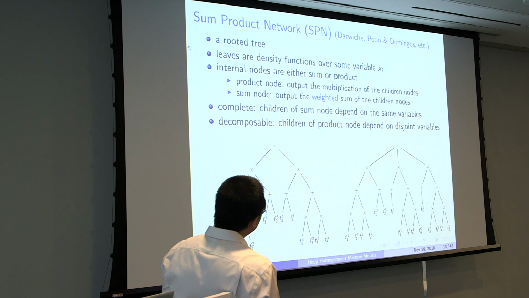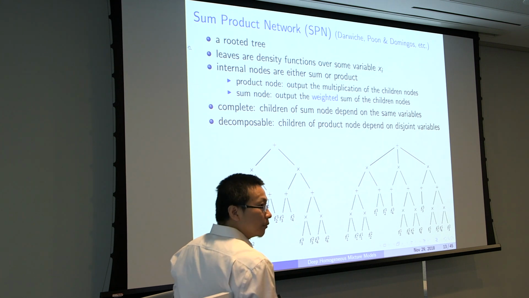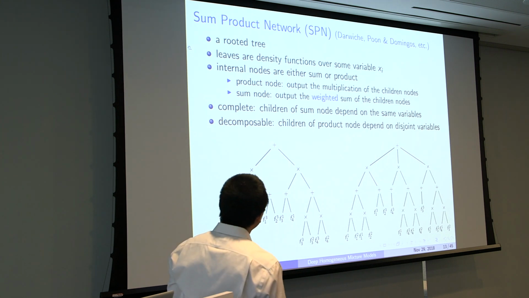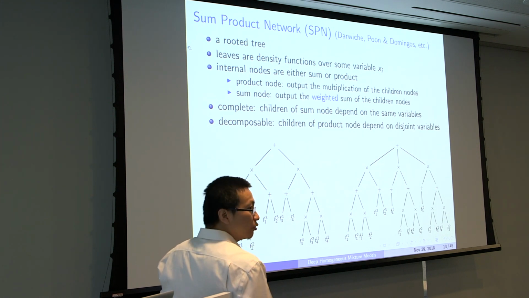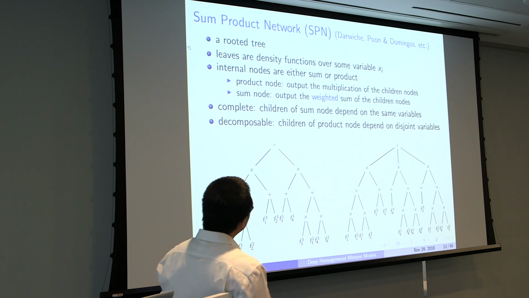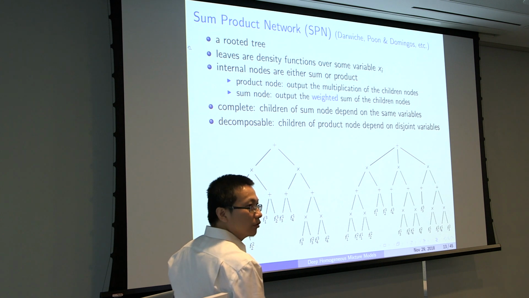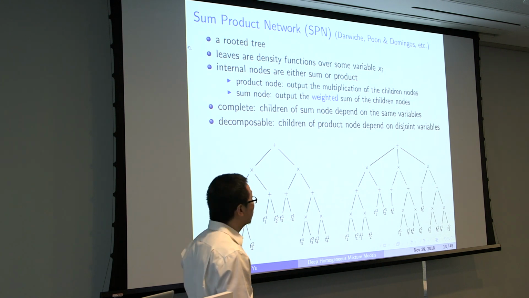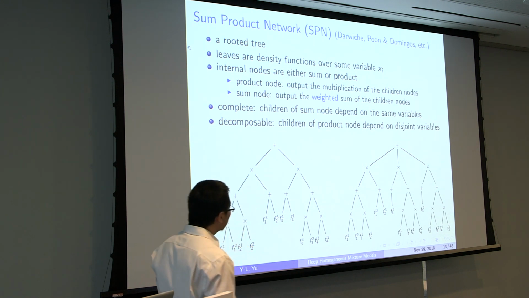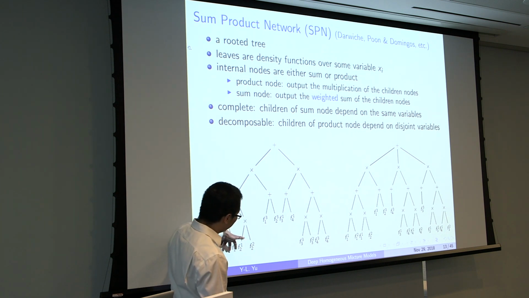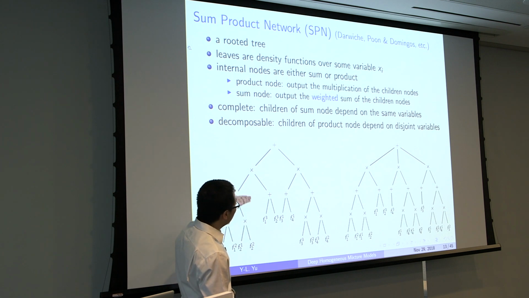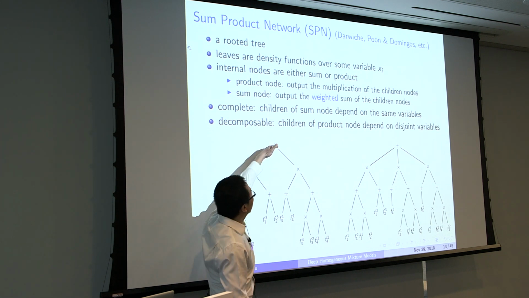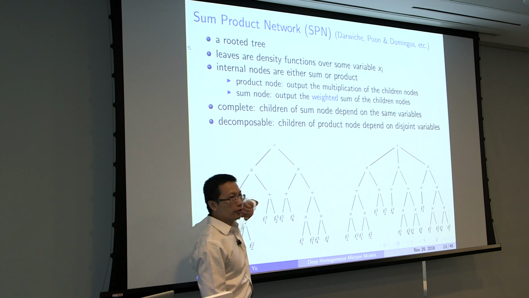And then all the internal nodes are sums or products. Okay, so if you see a product node, what it means is you multiply the children nodes. If you see a sum node, you just do a weighted combination of the children nodes. And this is what is known as the sum product network. And the computation usually is bottom up, so you have the functions at the leaves, and then you go one level up and compute. At the root, you output the result.